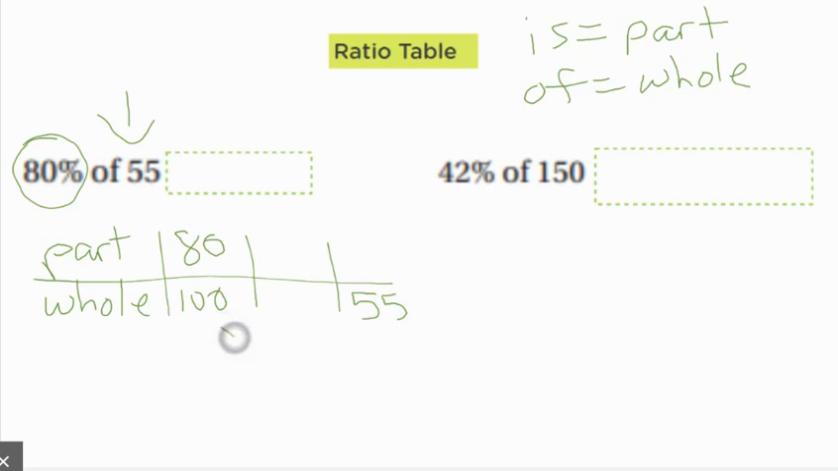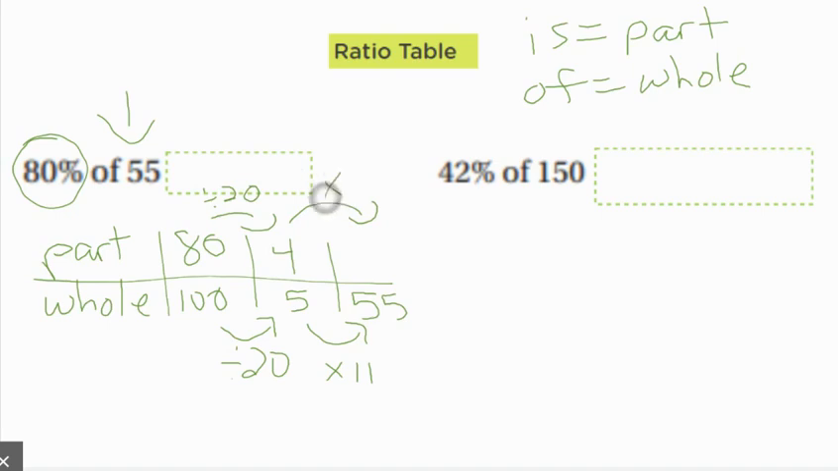So now we're going to need to bring it down to 5. So we're going to divide by 20. And then we'll be able to bring it up to 55 by multiplying by 11. So we divide by 20, which gives us 4, and then we multiply by 11, which gives us 44. And 44 is your answer.